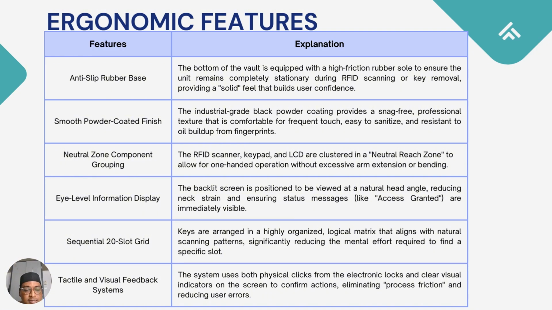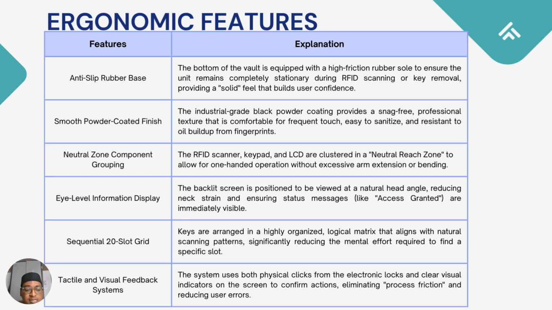And finally, we have the system that includes both tactile and visual feedback mechanisms. When a slot unlocks, users can hear and feel the mechanical click of the electronic lock. At the same time, the display screen and indicator lights will provide a visual confirmation whether the access is granted, maybe a light turning green or red.